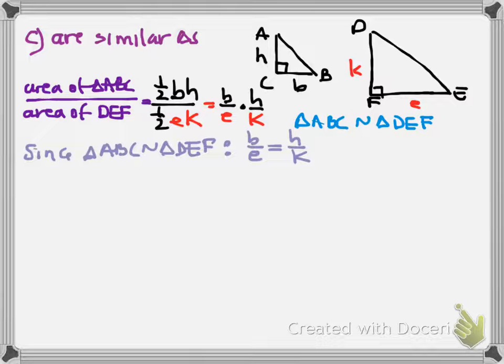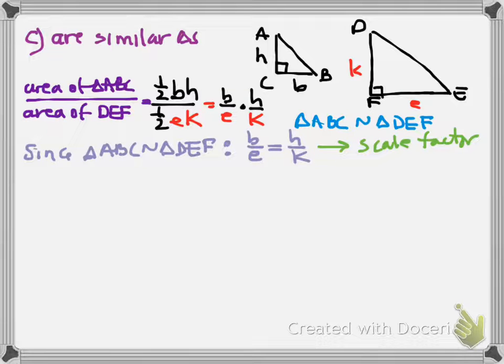So if that's the case, by the way, what would we call B over E or H over K? Scale factor. When we have similar triangles, what we can do is figure out a scale factor, where we have the ratio of corresponding sides, and we create a fraction and we reduce it to lowest terms. That's a scale factor, and that scale factor holds true for all corresponding sides. So this would be a scale factor, okay?